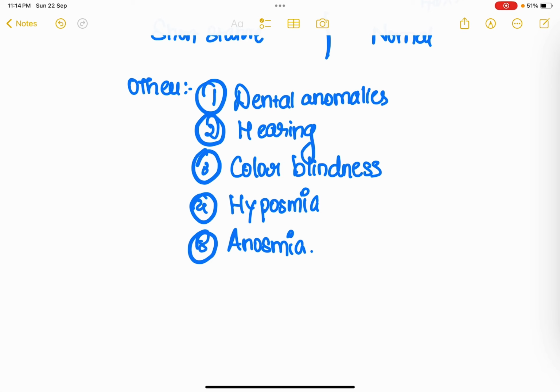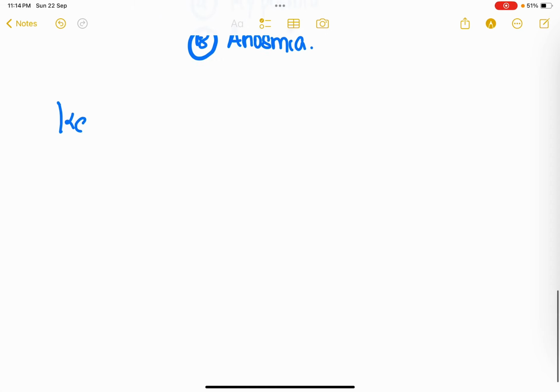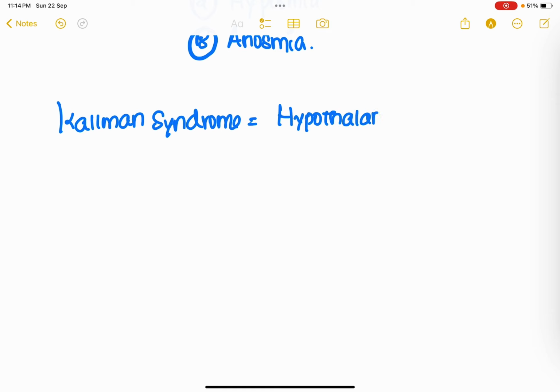And in patients of Kallman syndrome, the hypothalamus is going to go into a state of failure. So because of this hypothalamic failure, GnRH is not going to be released. This is the major thing you should remember about Kallman syndrome. So just take a note here. Write Kallman syndrome equals hypothalamic failure.